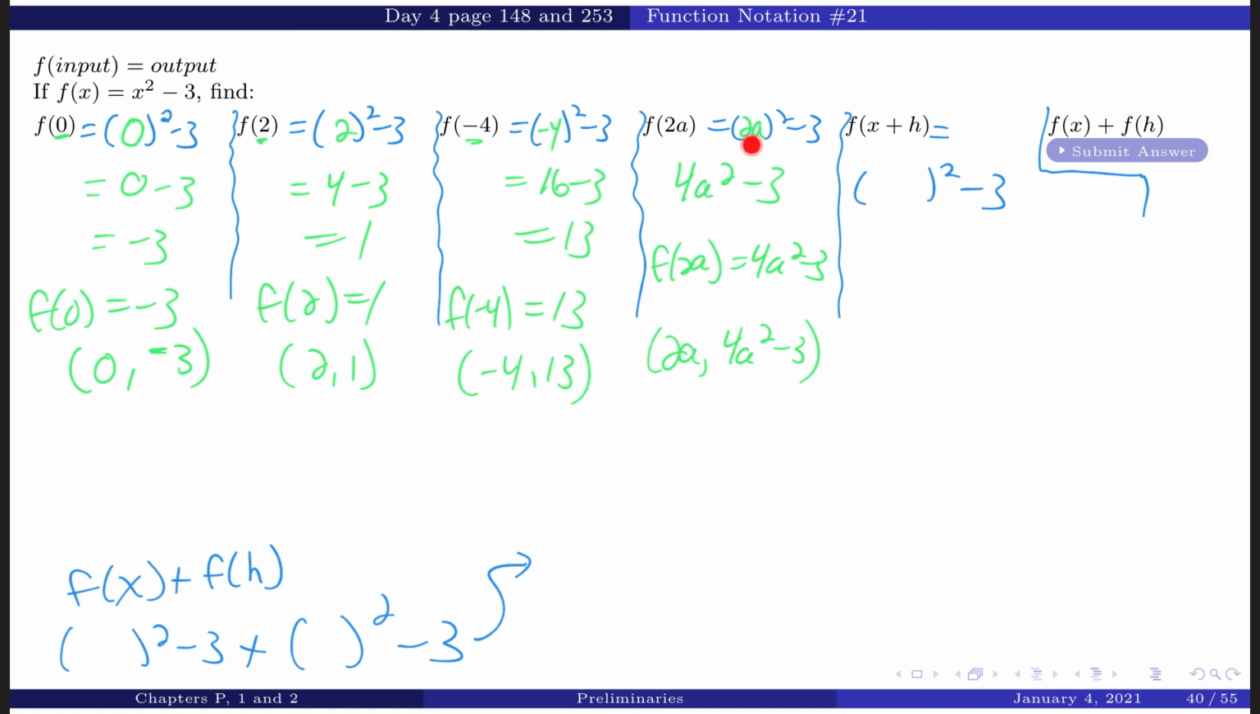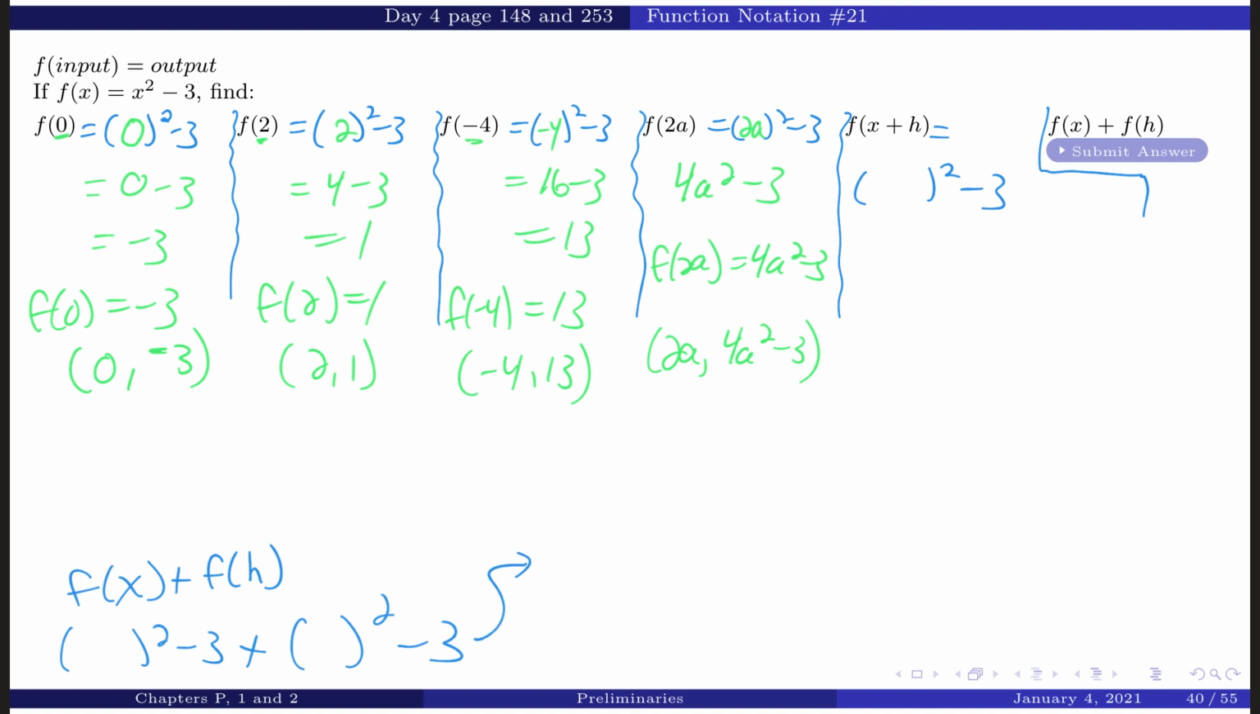You don't necessarily have to have just numbers. You could have variable expressions. 2a squared becomes 4a squared minus 3. You can't do any simplifying. So in function notation, f of 2a is 4a squared minus 3, or an input of 2a produces 4a squared minus 3. For the final two, we've got to go a little bit slower. We've got to double check some algebra type stuff.